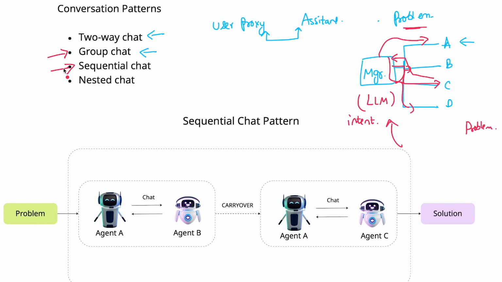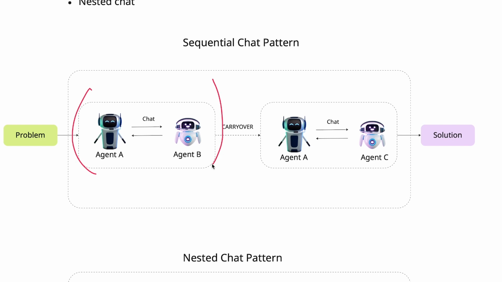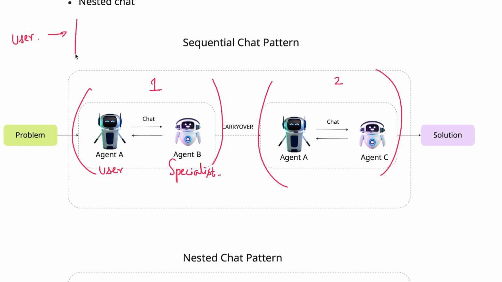Next is the sequential chat pattern. As we can clearly observe in this diagram, there are two sets of agents. This is agent chat 1 and this is agent chat 2. In the first agentic chat, we have this user agent as well as a specialist agent. We dealt with a banking problem in one of our previous sessions where there is a user who is a customer. The customer is interacting with a chatbot, and it is invoking a specialist agent. The specialist agent is agent B in our case. So whatever question the user has will be answered by the specialist agent.